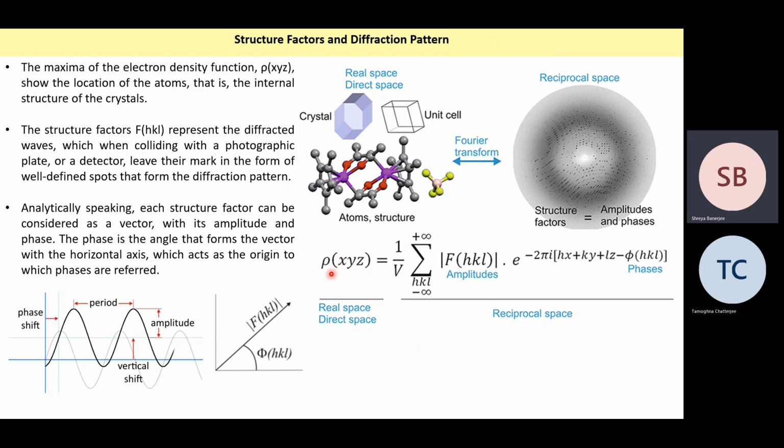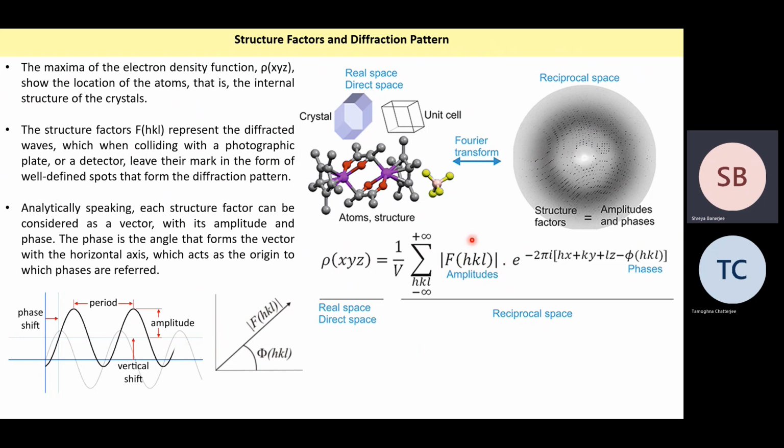Now the electron density is present in the real crystal, so it is part of the real space. It is related to the reciprocal space through something called the structure factor, written as FHKL. So FHKL represents the diffracted waves which, when colliding with a photographic plate or detector, leave their mark in the form of spots in the diffraction pattern. So basically the spots in the diffraction pattern correspond to FHKL, which is a measure of the amplitude of the diffracted wave.